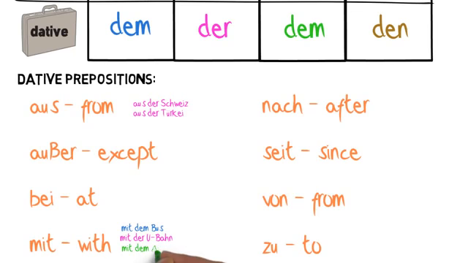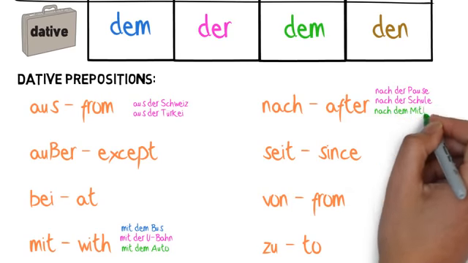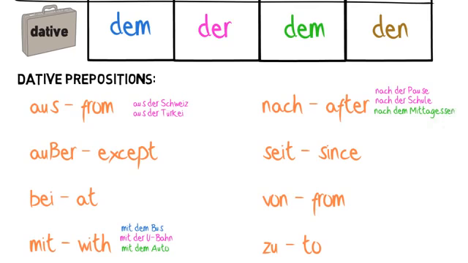Or you might have heard someone tell you, Ich komme mit dem Bus zur Schule, or mit der U-Bahn, or mit dem Auto. Or you might have used the phrases nach der Pause, and nach der Schule, or maybe even nach dem Mittagessen. Der on the first two because of the feminine dative, and dem because of neuter dative.